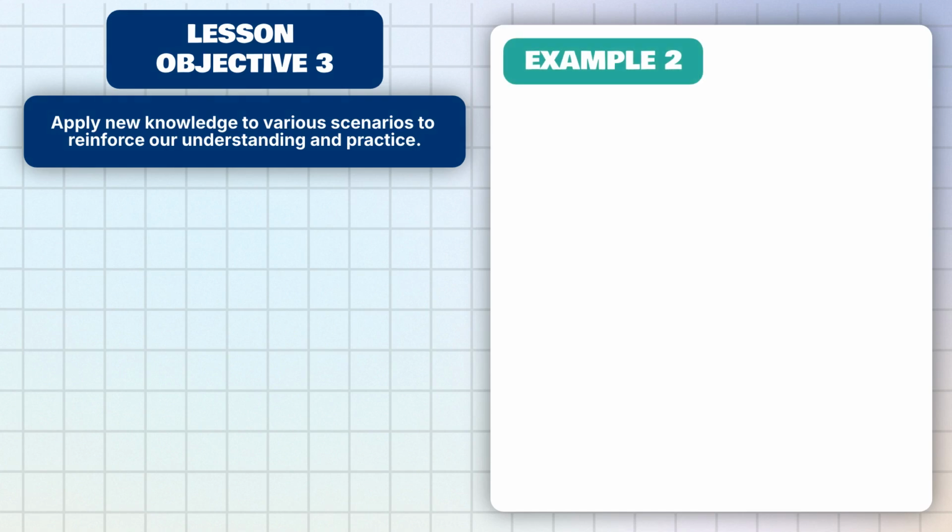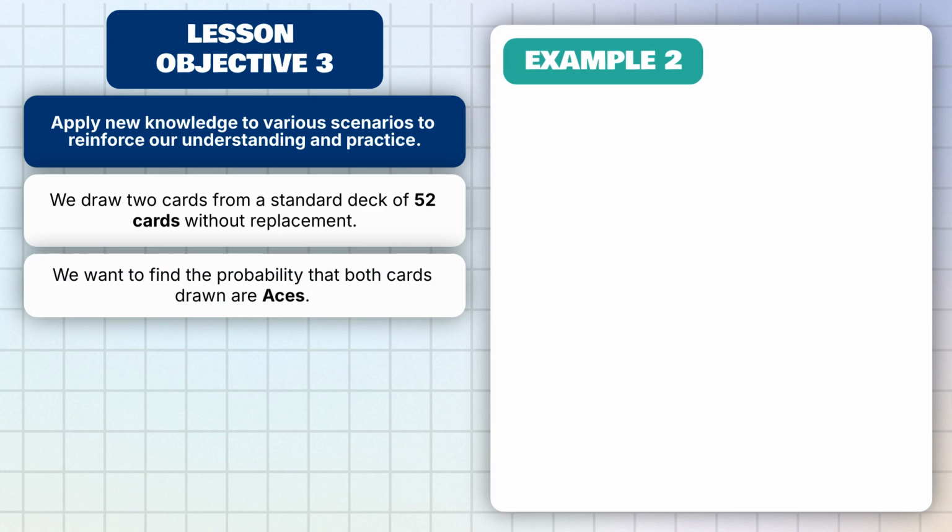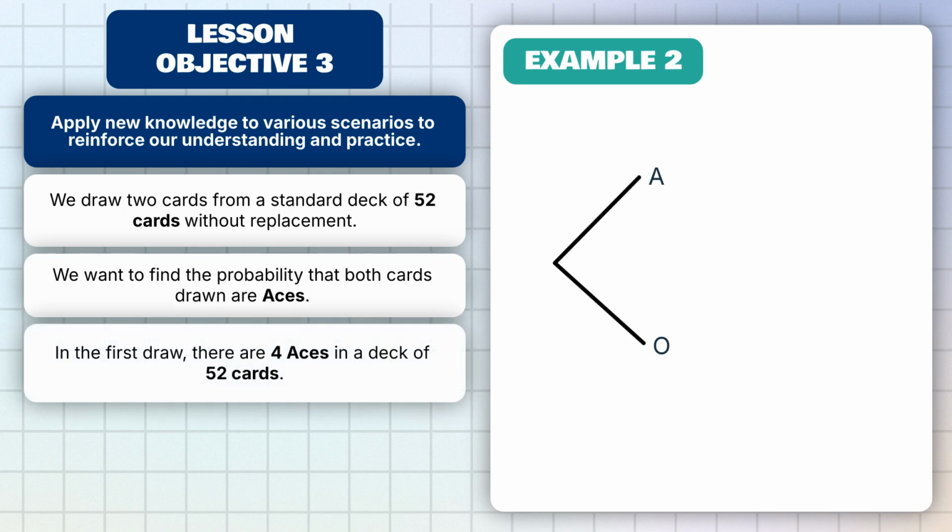Example 2. Drawing 2 cards from a deck. Now let's consider a slightly more complex example. We draw 2 cards from a standard deck of 52 cards without replacement. We want to find the probability that both cards drawn are aces. In the first draw, there are 4 aces in a deck of 52 cards. The probability of drawing an ace on the first draw is 4 out of 52, or 1 out of 13.